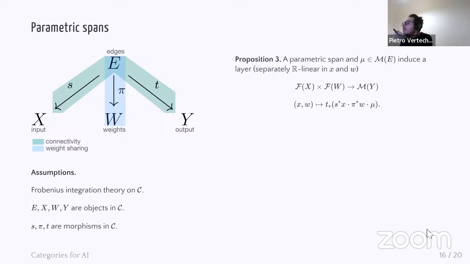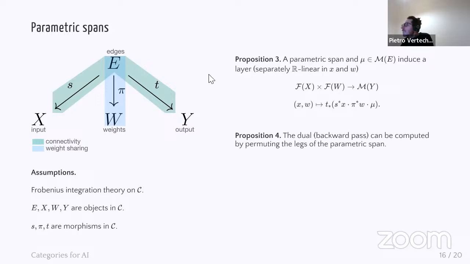Then, if that is the case, we can immediately obtain a linear layer just by means of a density mu on E. Because basically what we do, if we have our functions X and W on input and weights, we just pull them back. So S upper star X and pi upper star W, they both live in E. We multiply with the density mu. We get a density on E, and we push it forward to the output. And that's a linear layer, that's bilinear.